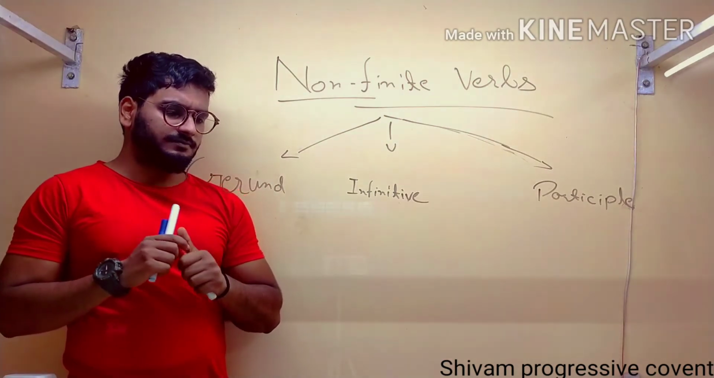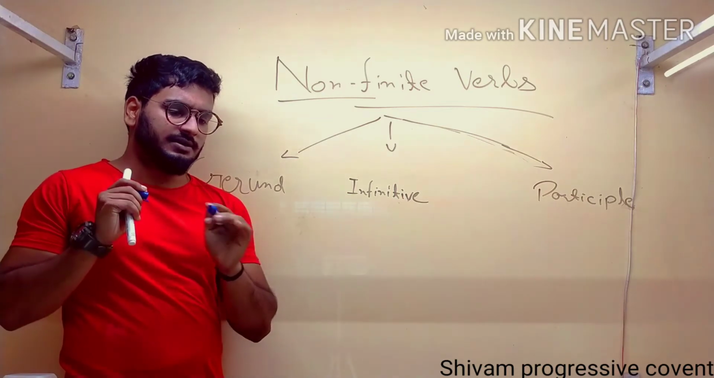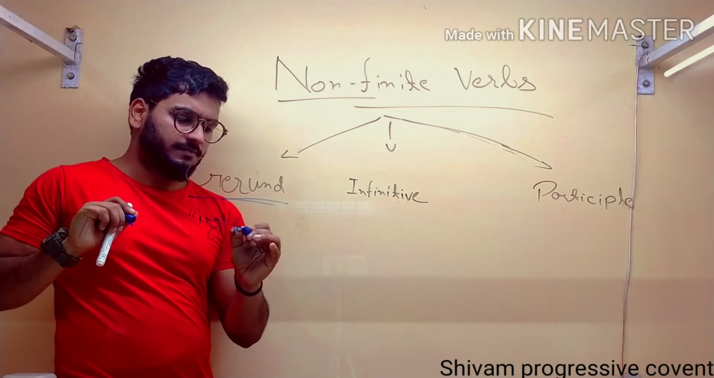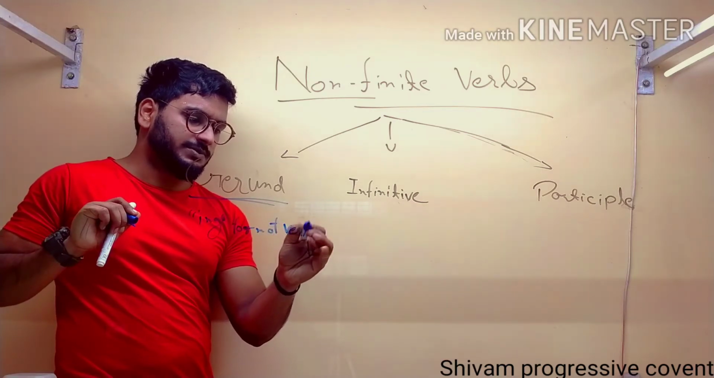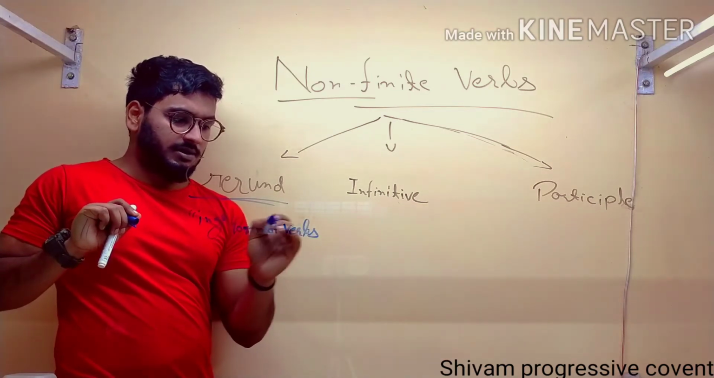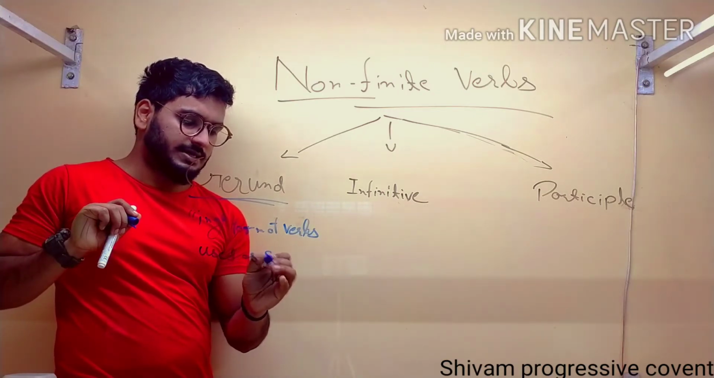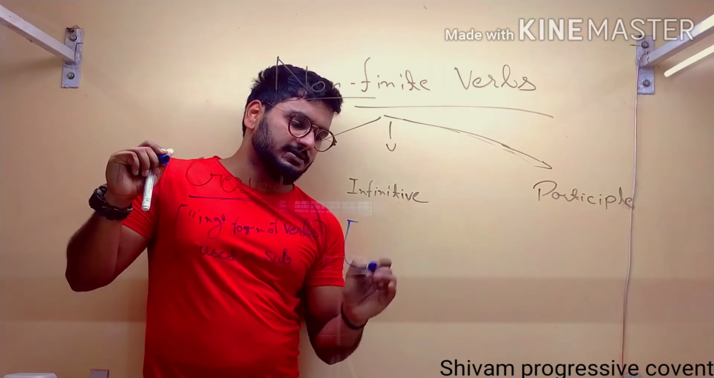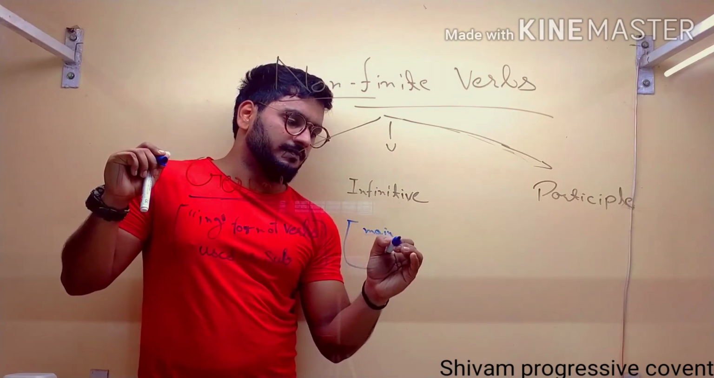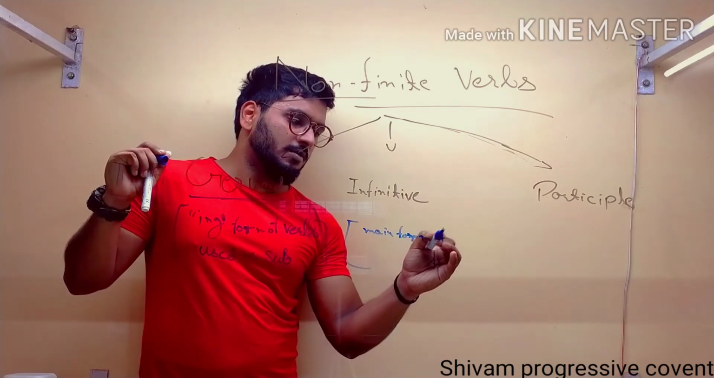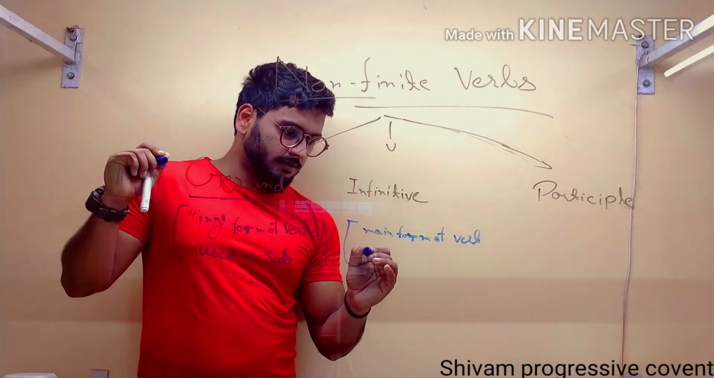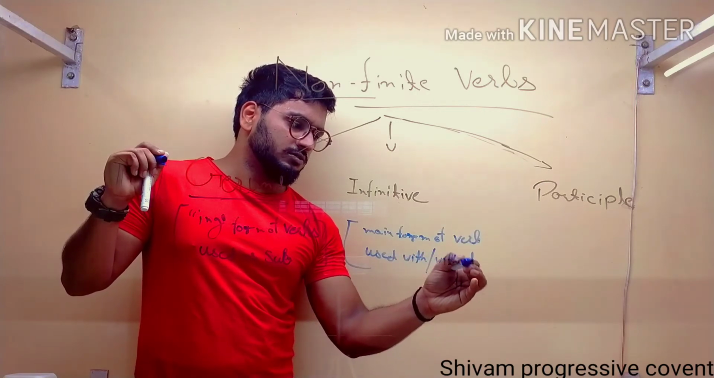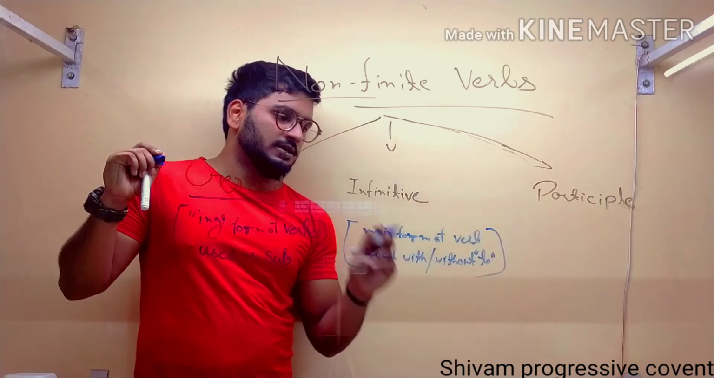You can recognize these three forms of verbs very simply. A gerund is the ing form of verbs used as subject. This is gerund. What is infinitive? This is the main form of verb, used with or without to. This is infinitive.